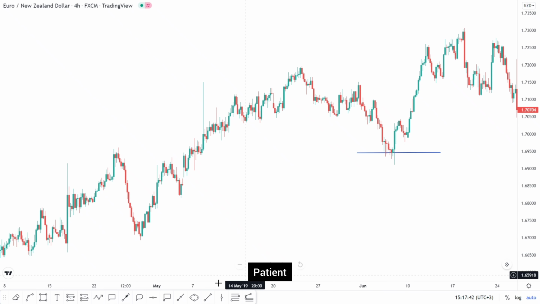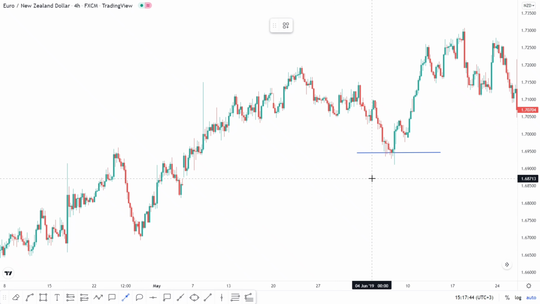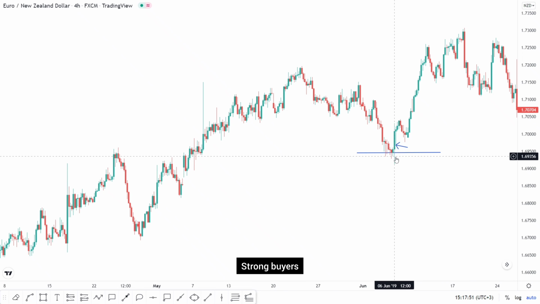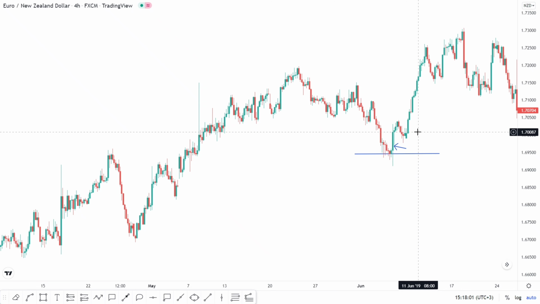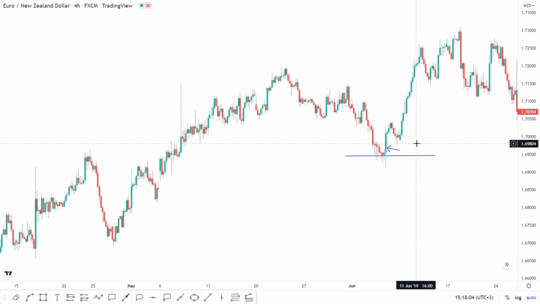So what happens next is that we get a long body candlestick here. The long body candlestick signifies that buyers are now in control. So you might be safe to take your trade here. If you want to be more patient, which I always advise, you can then just wait out of the trade and be more patient. See what happened next.